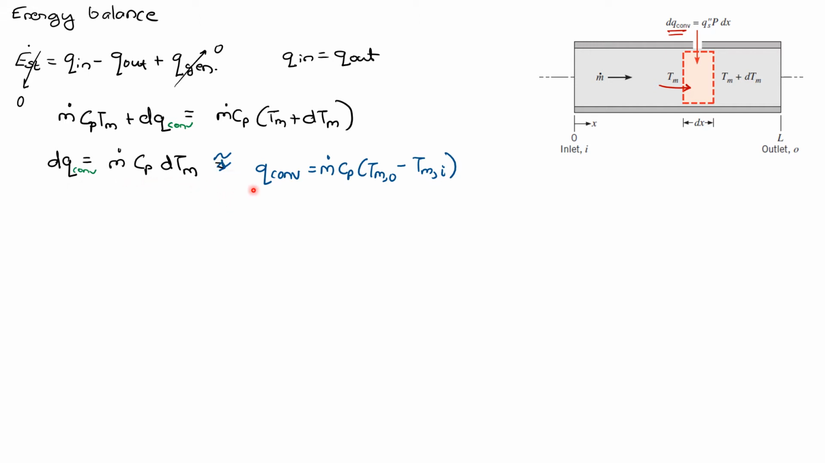and we'll have dq convection equals to m dot cp into dTm, and this can be approximated for a small volume as q, and we can write our q convection as m dot into cp, where m dot is the flow rate of the fluid, times Tmo minus Tmi. That's the mean temperature of the fluid going out minus mean temperature of the fluid coming in. So this is a different way of writing the heat transfer rate due to convection.